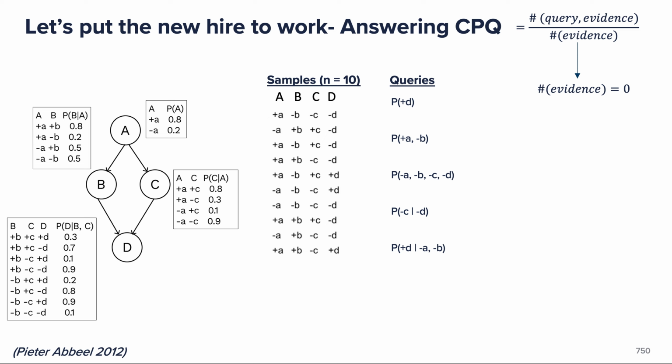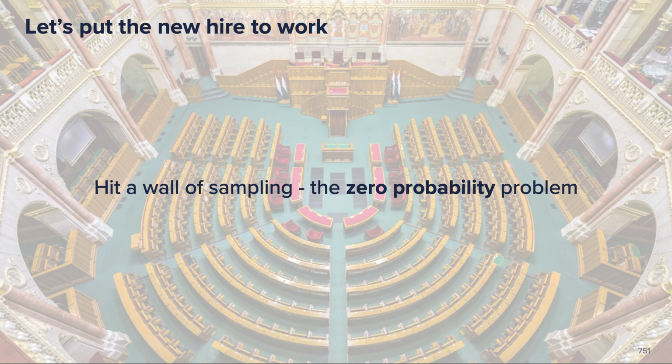There are situations where this sort of computation won't work, and this is when the number of evidence is 0. This is when we're sampling, and we hit a wall of sampling. It's called the zero probability problem. It happens more likely than you want it to be, because it is likely that our samples do not represent the population as well as we want, because you can never really collect enough information to cover the entire world.